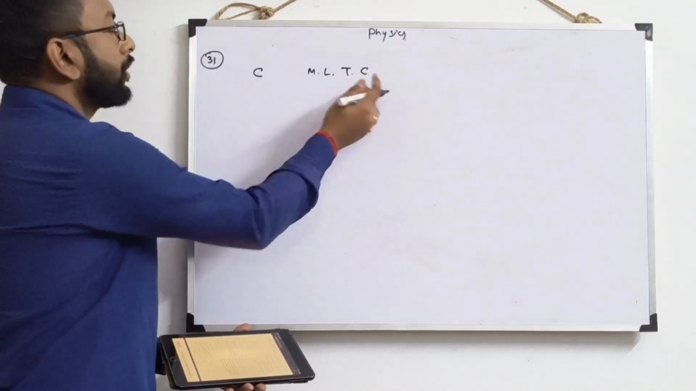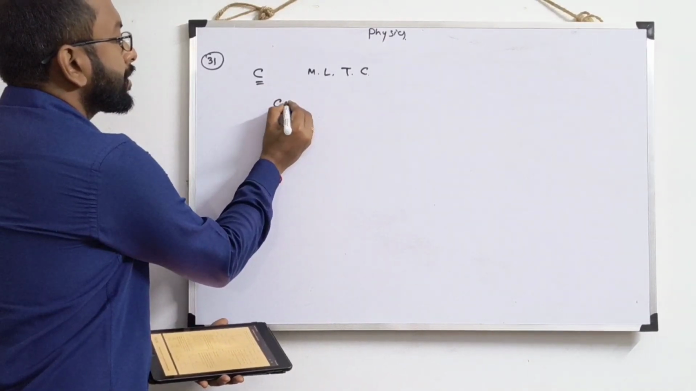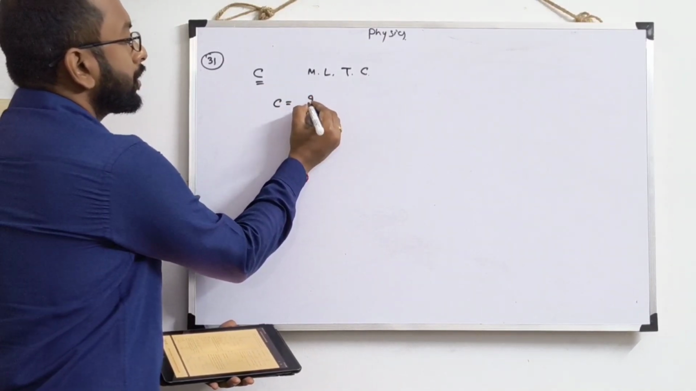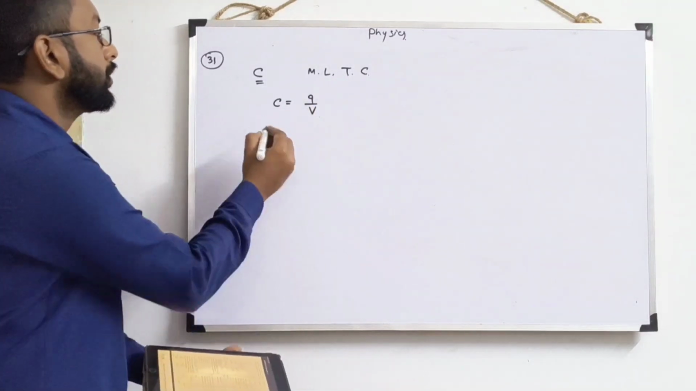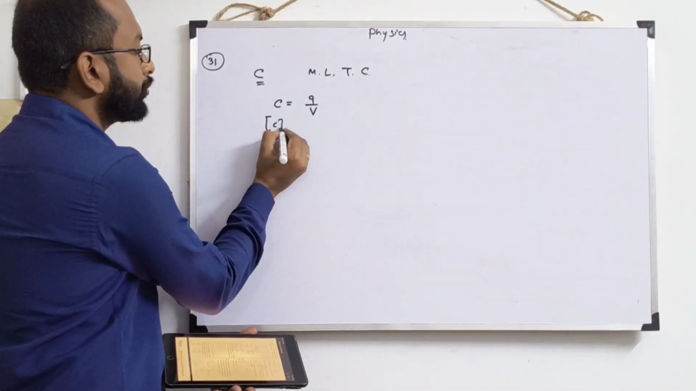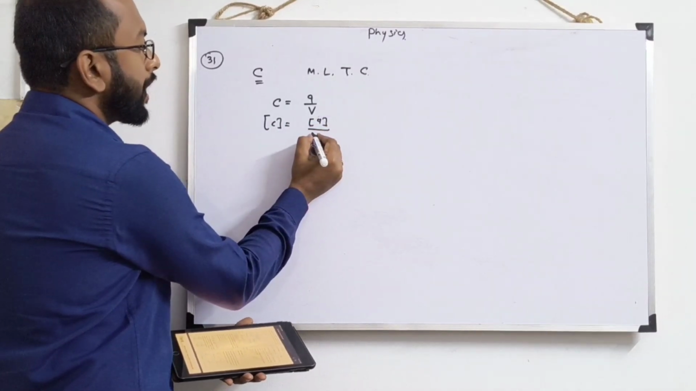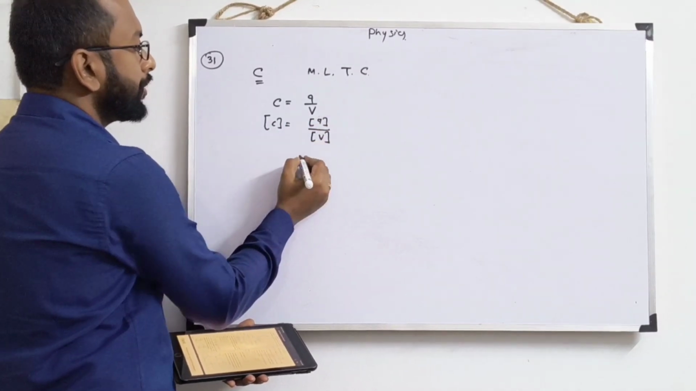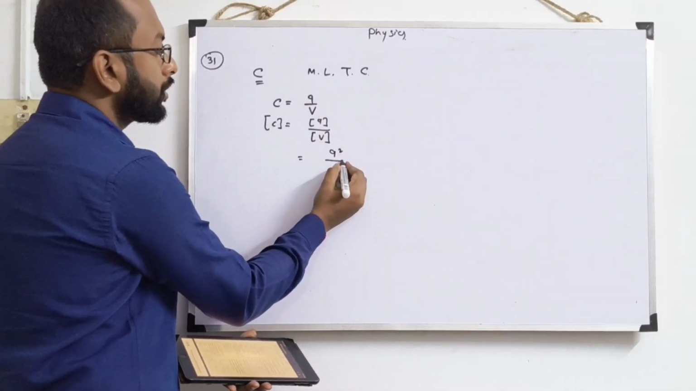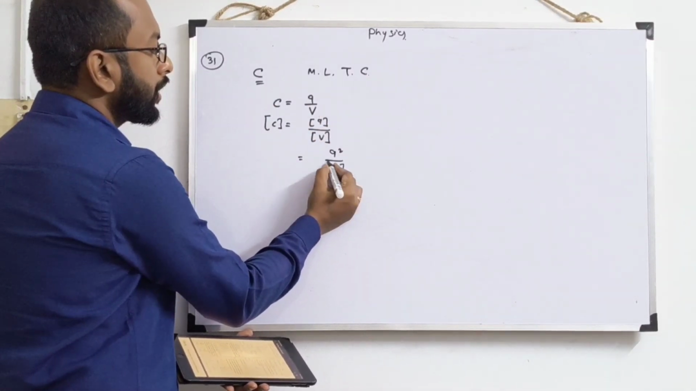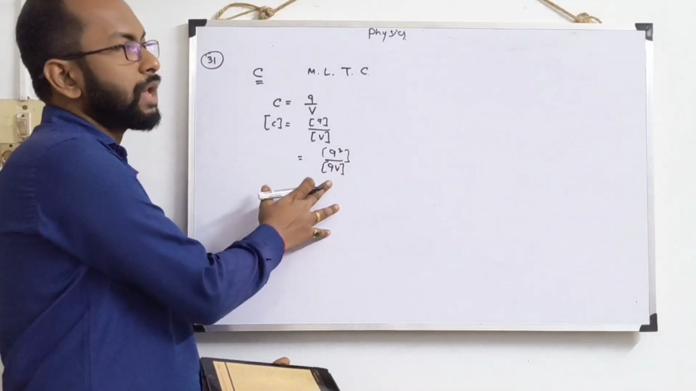Okay. So capacitance, you know, capacitance is Q by V. That means the dimension of capacitance will be, of course, the dimension of Q, that is our basic dimension right now, by the dimension of V. So if I multiply Q in the numerator and the denominator, we will get Q square by QV dimension. So dimension of QV is the dimension of work.